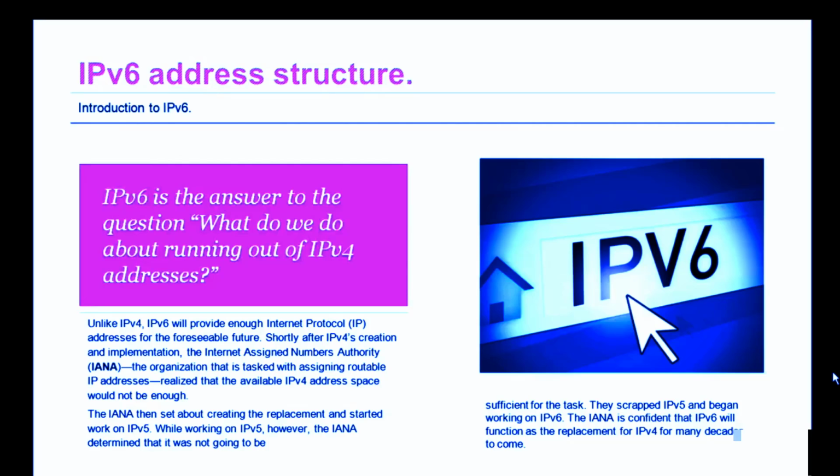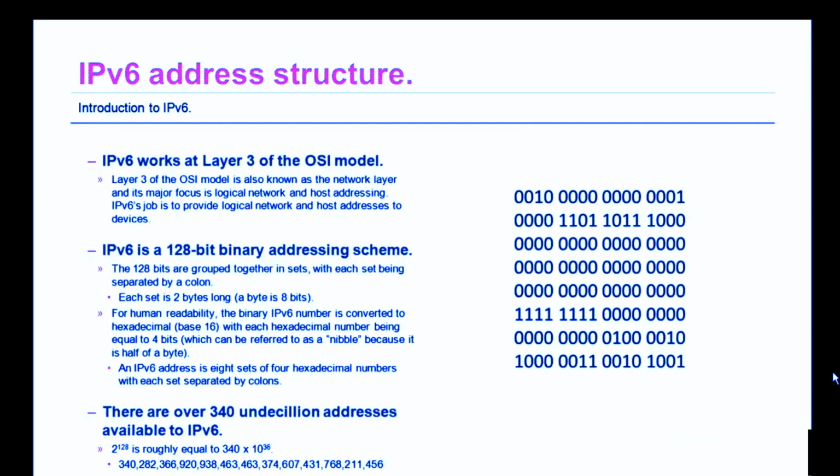The IANA then set about creating the replacement, and they initially started by working on IPv5. While they were working on IPv5, they found that due to the popularity of the internet, which was increasing at that point in time, that it wasn't going to be enough. So they scrapped IPv5 and began working on IPv6. Now the IANA is confident that IPv6 will function as the replacement for IPv4 for many decades to come. Why are they so confident? Well, we'll get to that here in just a moment.